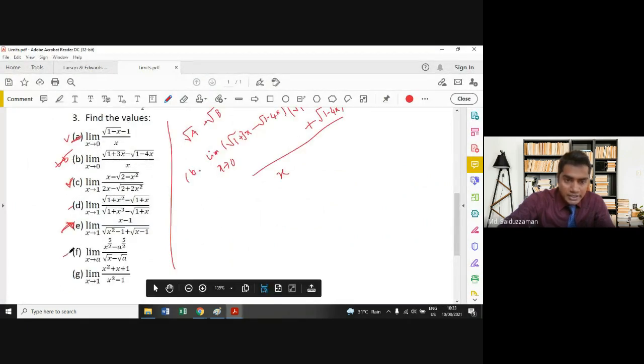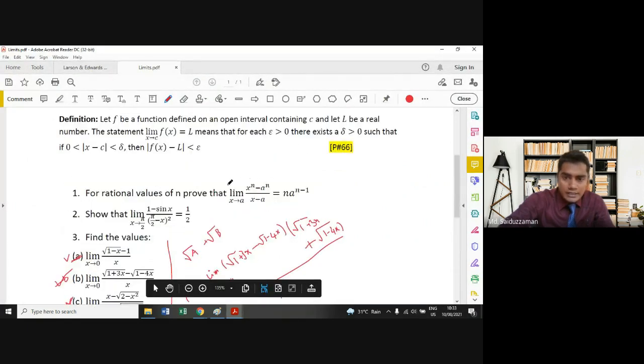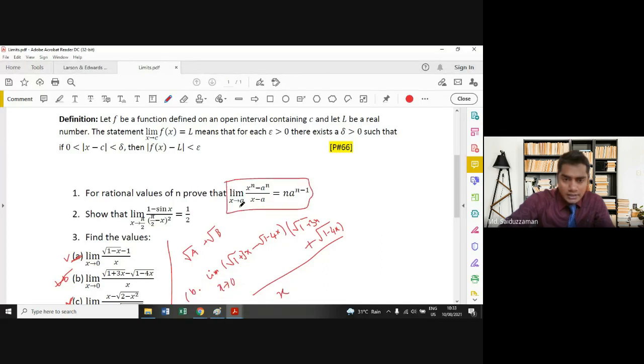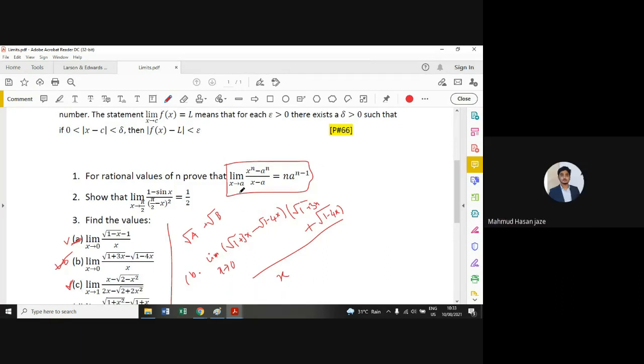Now for solving F, I will apply this formula. You please remember this formula, huh? Everybody, can you see this? Limit. Yes, sir.